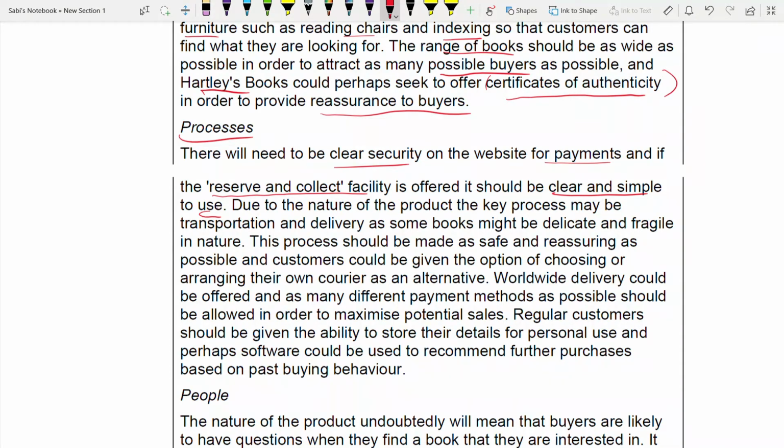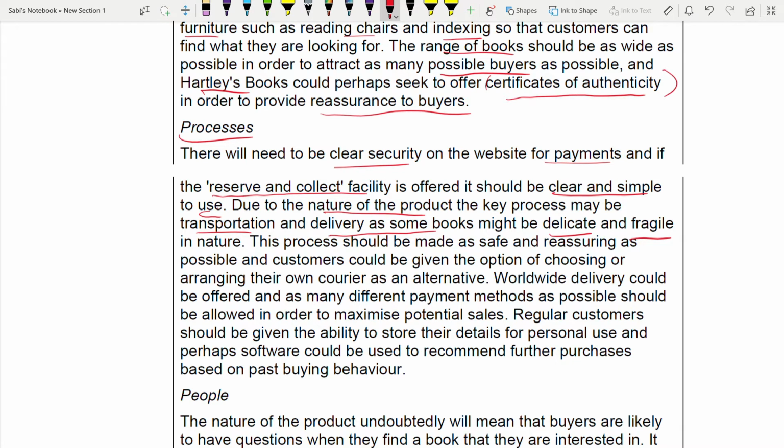Okay. See, for example, due to the nature of the product. What is the nature of this product? What is the process here? The key process that is involved: one is transportation, the other one is delivery. You need to transport books from someone and then you need to deliver these books. That is the process. So make sure that this is delicate and fragile in nature. Some books are fragile and very delicate.